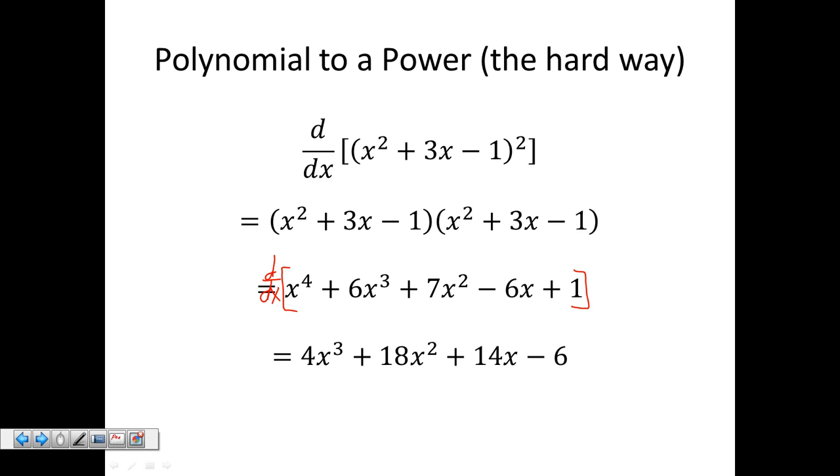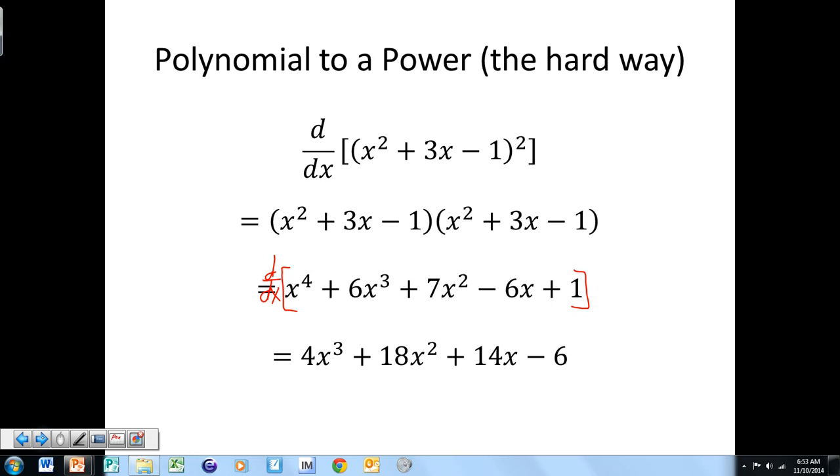But what if that square had been a cubed or a fourth power or a fifth power? The more power we've got, the more difficult this is going to be, the bigger this polynomial is going to get. It can turn difficult really, really quickly. Okay, so we're going to look at a new way to take this derivative called the chain rule.